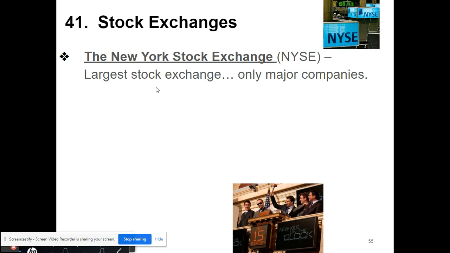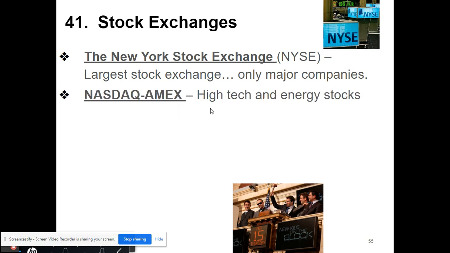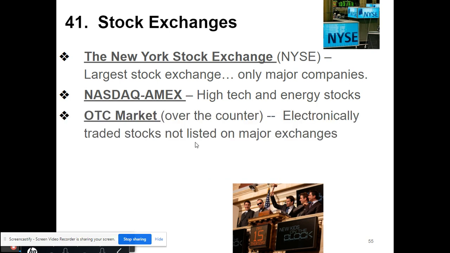New York Stock Exchange. This is the largest stock exchange on the planet. Only the major companies are invited to trade on the New York Stock Exchange. Your kids on the block. They're on Stock Exchange? Oh, that's cool. Go get it, new kids. That's funny. Nasdaq and Amex, they tend to focus on high tech and energy stocks. They're a little bit less valuable, but they can be popular at times because the tech market is growing.